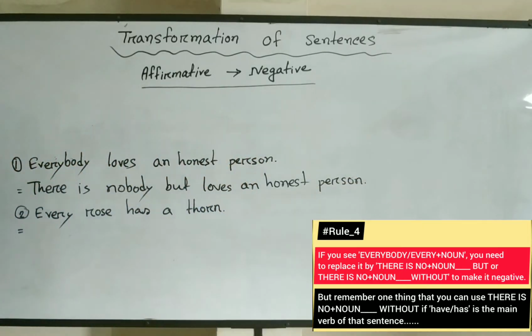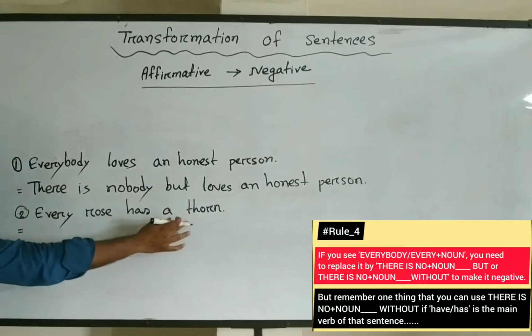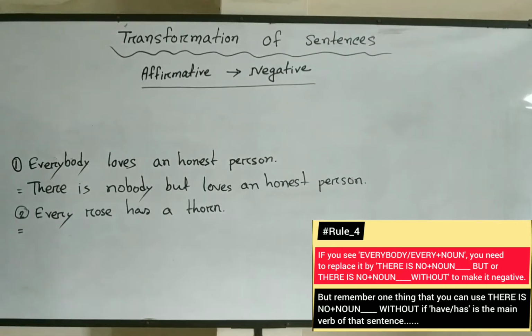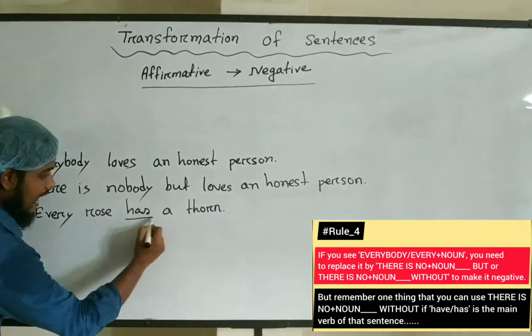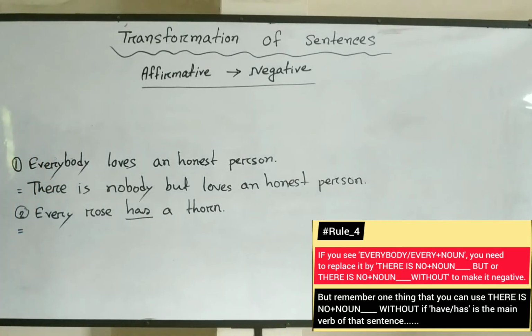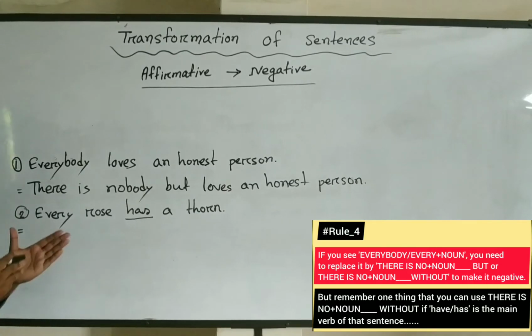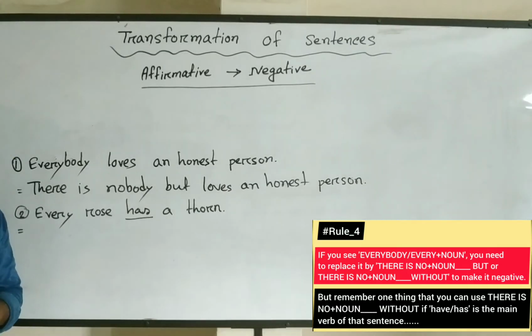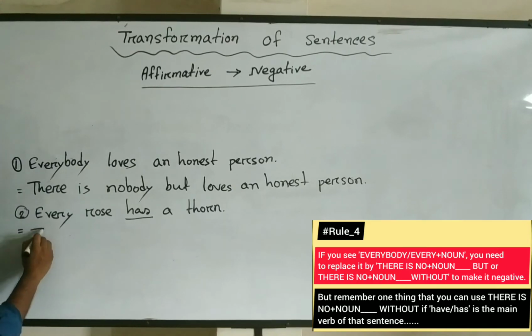Okay, the next one. Every rose has a thorn. In this sentence, you can see that has is the main verb here. And we have known that if have or has is used as main verb, we need to write "there is no plus noun dot dot without." Okay? Let's do this.